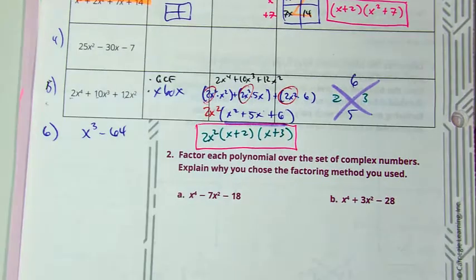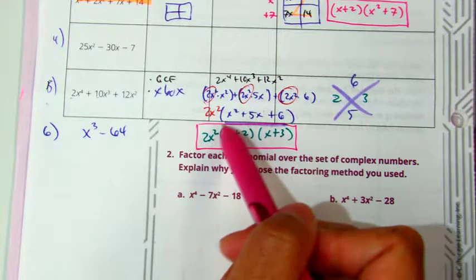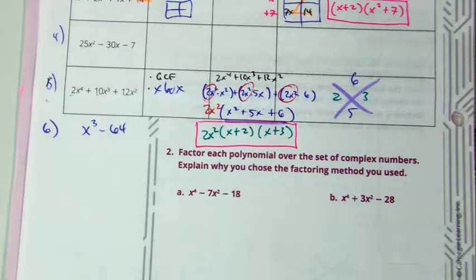So for question number 5, I took out the greatest common factor, and then I can take the x method to factor the inside of the parentheses, and this is your answer. Oh, we're supposed to graph this one? Alright, let's graph it.